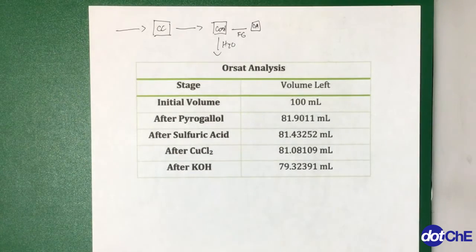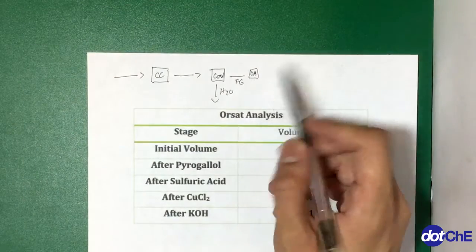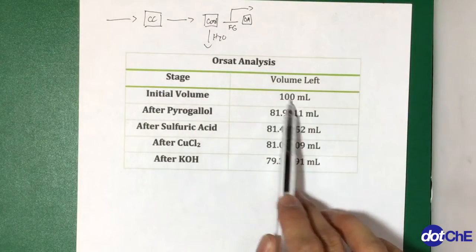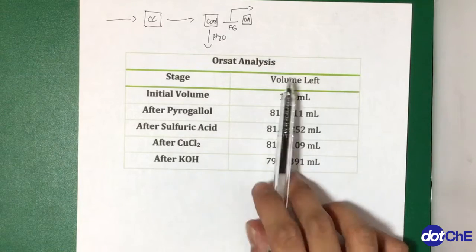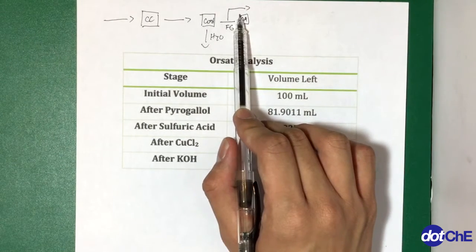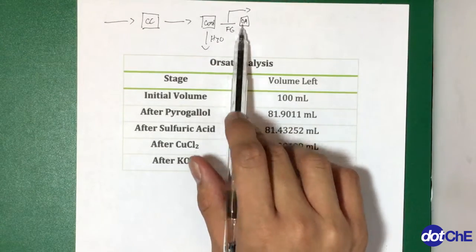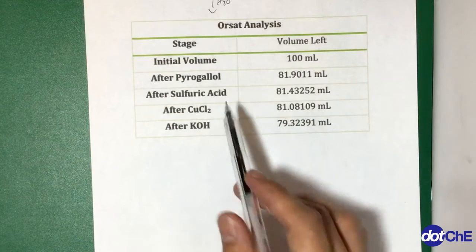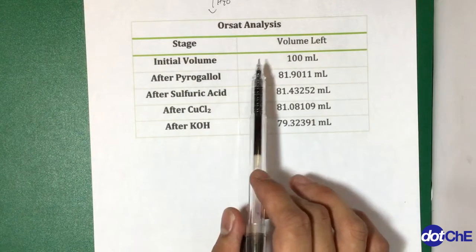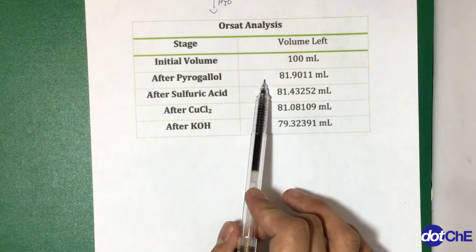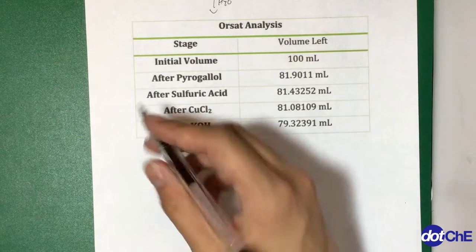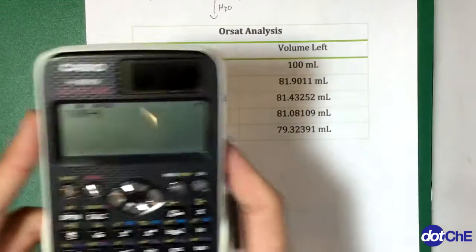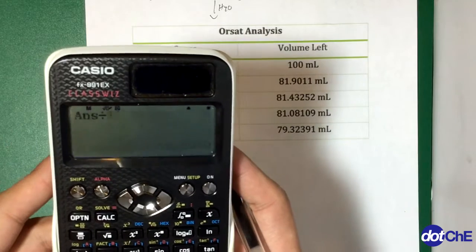So we know that only part of the flue gas went here. We know that some part actually went out. So the initial volume is only 100 ml. Although we know that the flue gas here is approximately 1 gallon. So first let's determine the compositions of each. So we know that the difference between the initial volume and after pyrogallol is whatever is absorbed by pyrogallol, which is O2. So we just do 100 minus 81.9011, then we divide by 100.